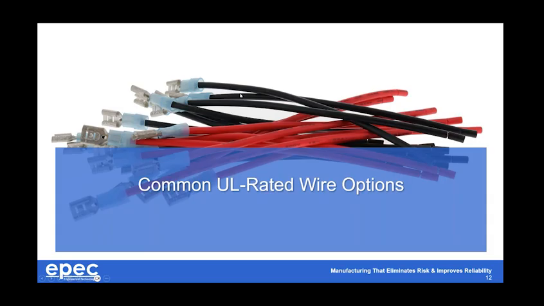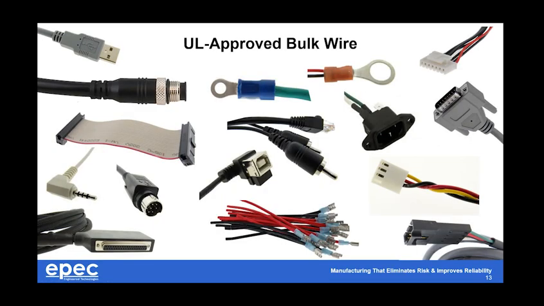Next, we'll be talking a little bit more about our UL rated wire options and how to apply them. So when we say UL approved bulk wire, what do we exactly mean? We mean quite literally any of these cables shown here can use UL approved wire. It's important to note that all the terminals, the connectors, the housings, the ends of the cable, those don't necessarily have any bearing on the UL because the UL applies to just the bulk cable.